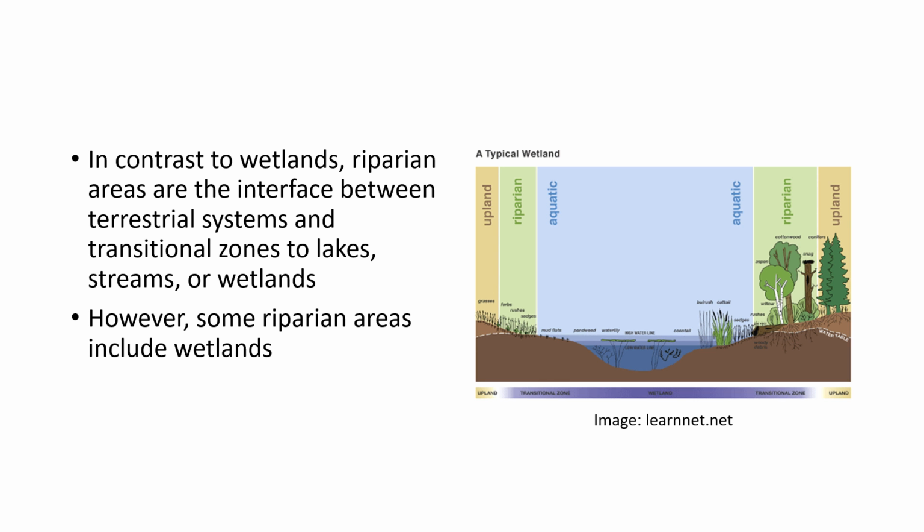In contrast to wetlands, riparian areas are the interface between the terrestrial system and the transitional zone to lakes, streams, or wetlands. However, some riparian areas do include wetlands. So you can have an area that is a riparian area that is also a wetland, or you can have a wetland that is in a riparian area, but a wetland doesn't have to be a riparian area.